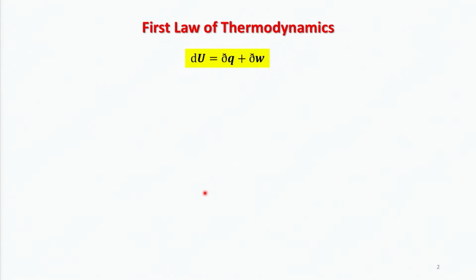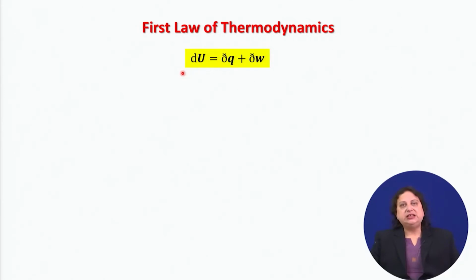So, for this purpose, let me go back to the first law of thermodynamics. For an infinitesimal process, I know that the change in internal energy is dU, and dU depends on dQ, which is the infinitesimal amount of heat exchanged between the system and the surroundings, and dW, which is the infinitesimal work done on the system or by the system during the process that we are studying now.